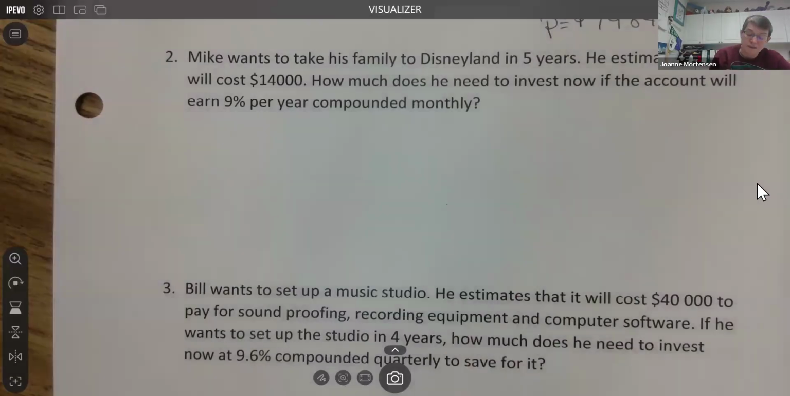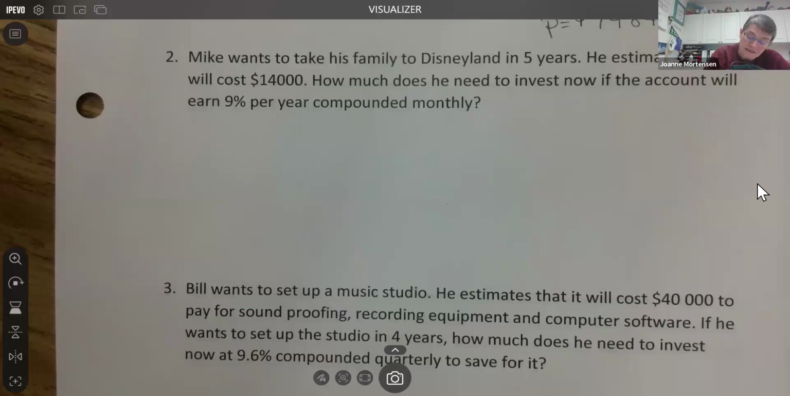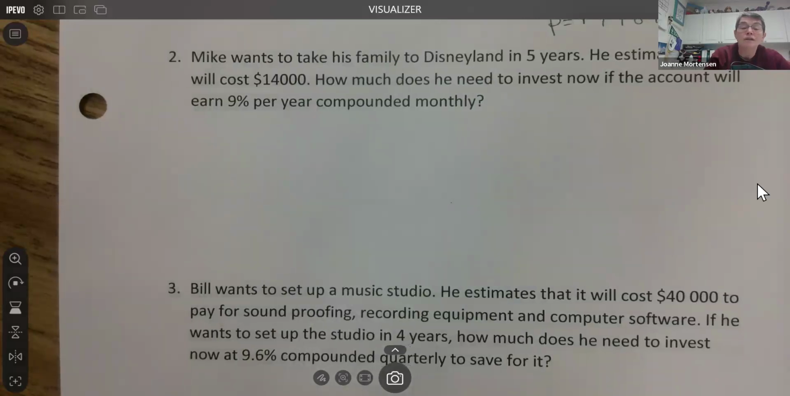So let's see what we can do now. Mike wants to take his family to Disneyland. He estimates the trip's going to cost about $14,000. Ooh, that sounds like a nice trip. How much does he need to invest now if the account will earn 9% per year compounded monthly? Okay.